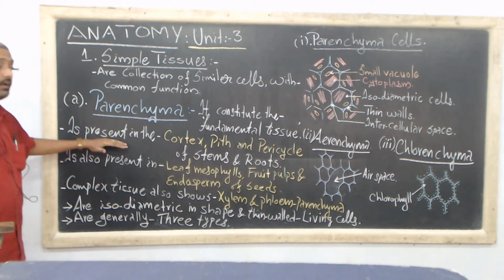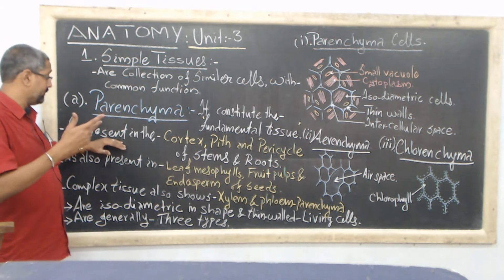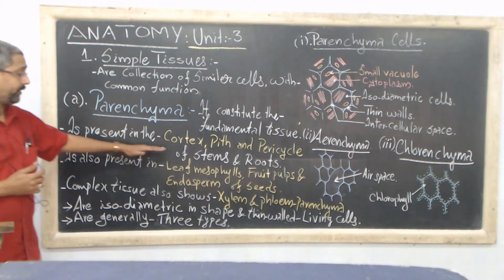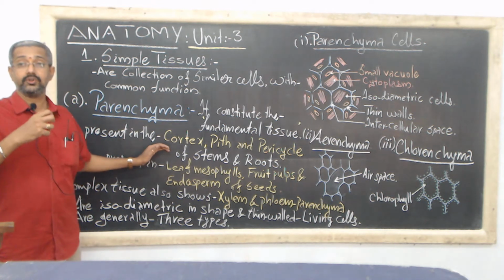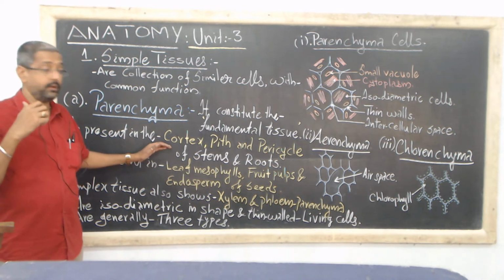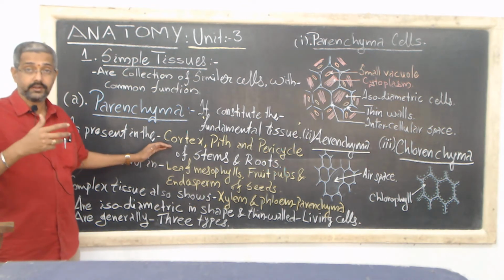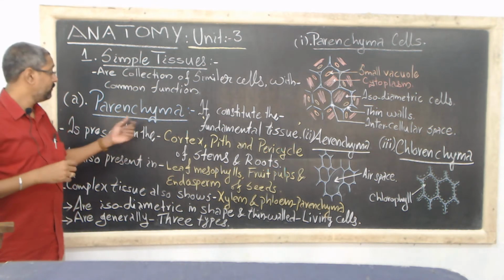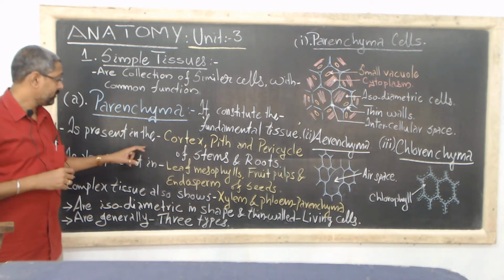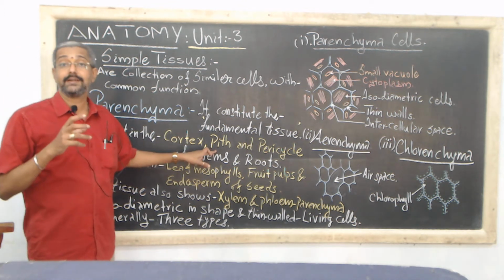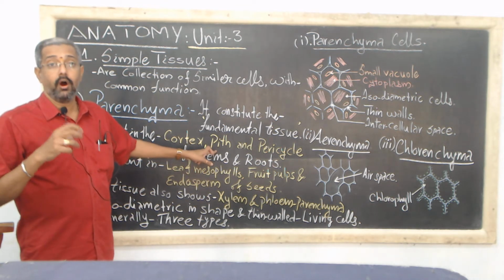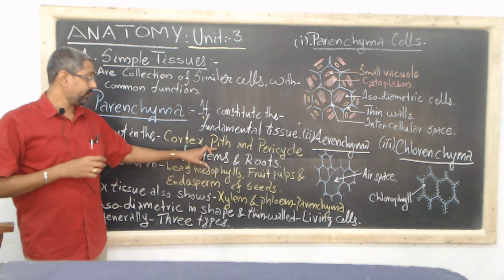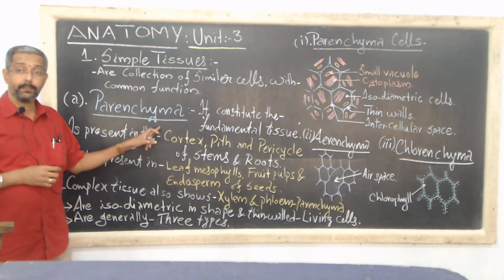So wherever it is distributed, what it is and where it is. The parenchyma cells are present in the cortex, that is the cortical tissue system of the plant. It occupies the cortex, even in stem or root. It is present in the cortex and also in the central cylinder or vascular cylinder, which occupies the central part. The pith is also constituted by the parenchyma cells.